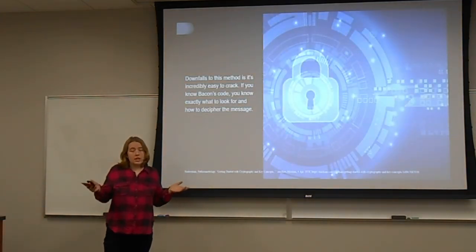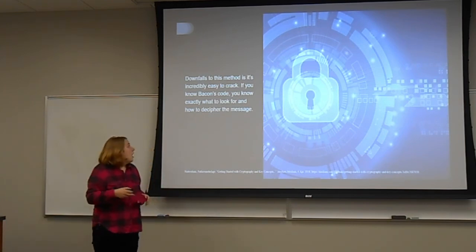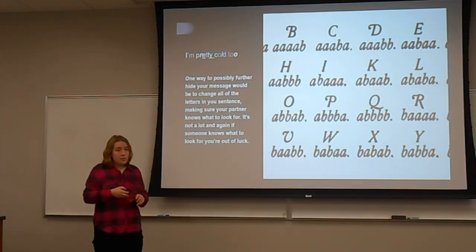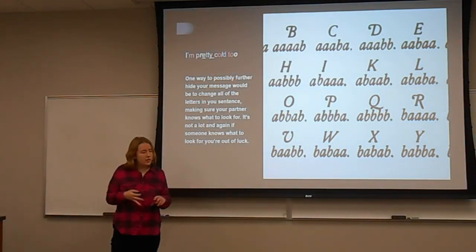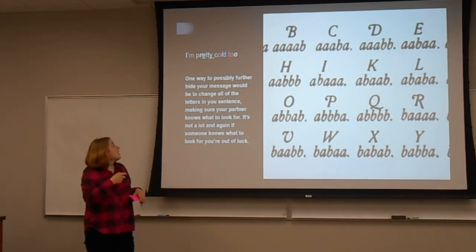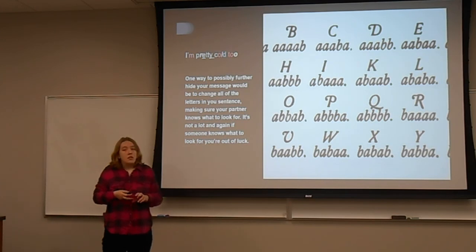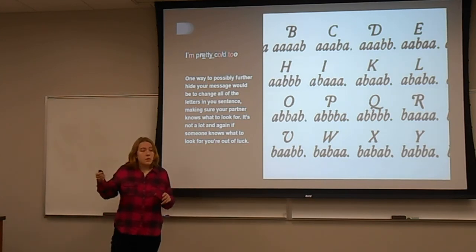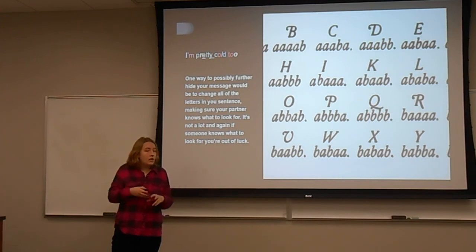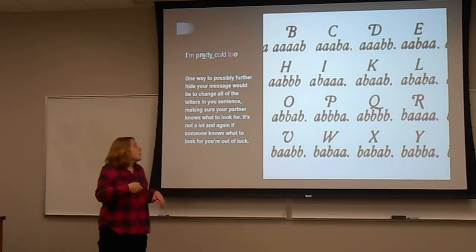So it's really easy to crack this code. If you know what to look for, you basically got it. There are a couple of ways you can hide it better. One of the things you can do is change all the letters so it's harder to read. You just have to make sure the person you're sending the message to knows which letter is the right one. But again, trial and error. This is pretty easy to crack.